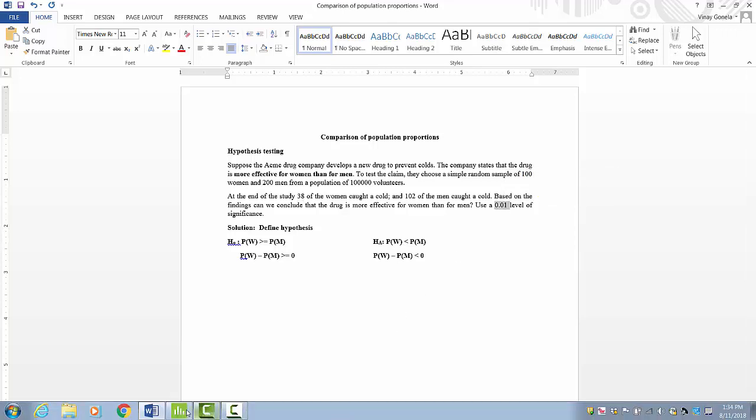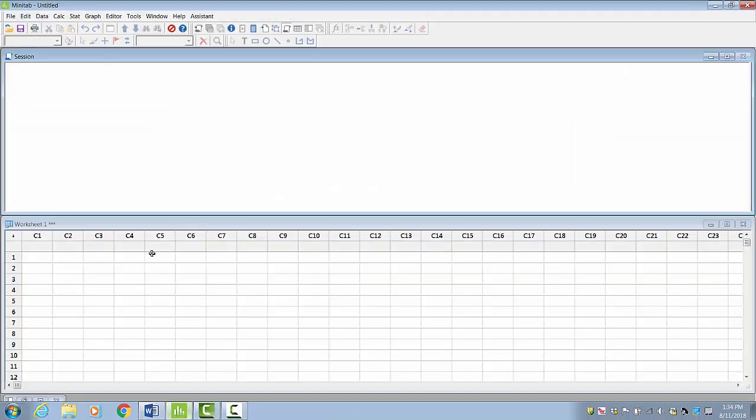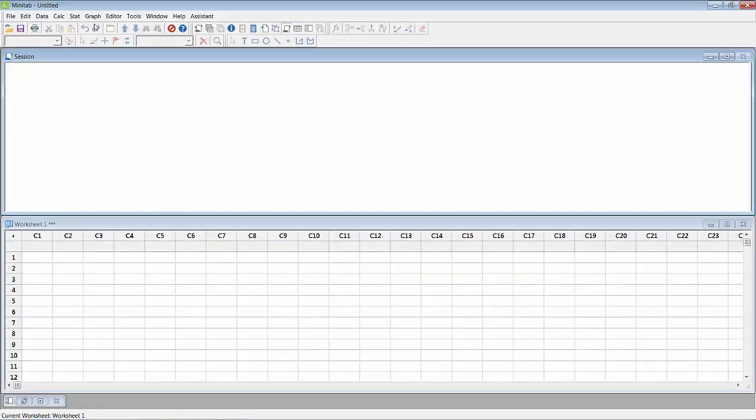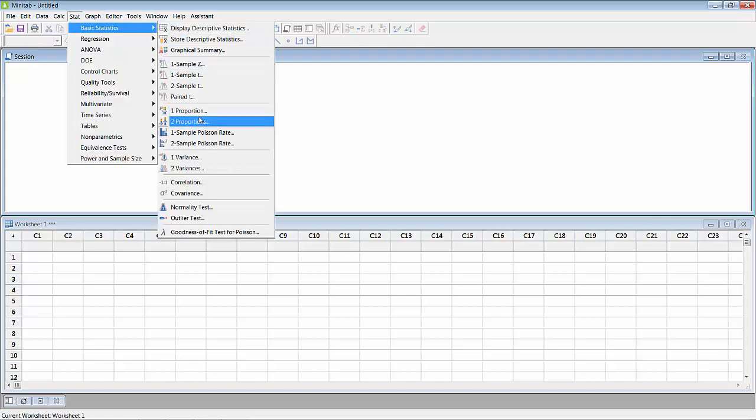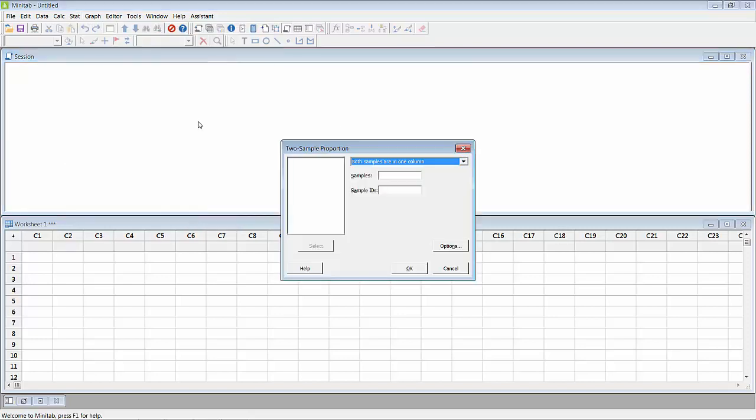So I will go to Minitab. This is a 2 sample proportion problem. So I will go to Stat, Basic Statistics, 2 Proportions. I will click on this. Now we have the option where both samples are in one column, and the option where each sample is in its own column. If we have data in these columns, then we will use those options. Here we have summarized data.